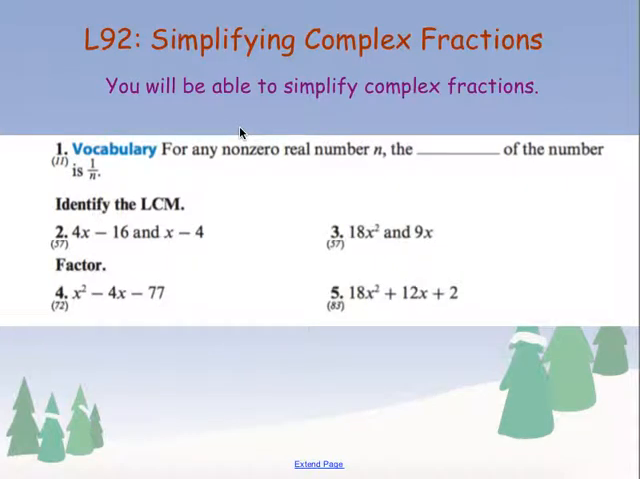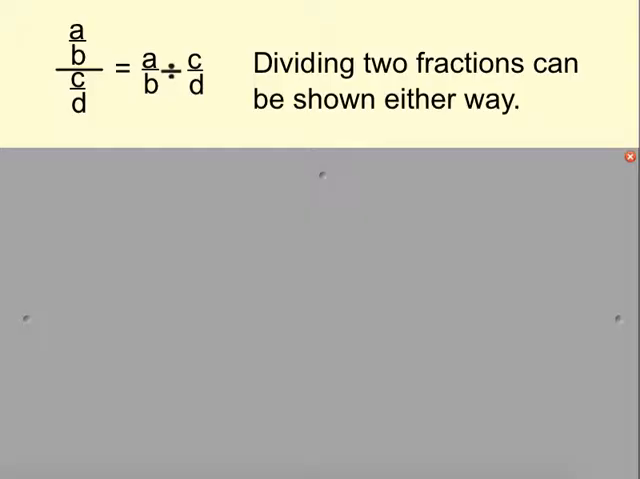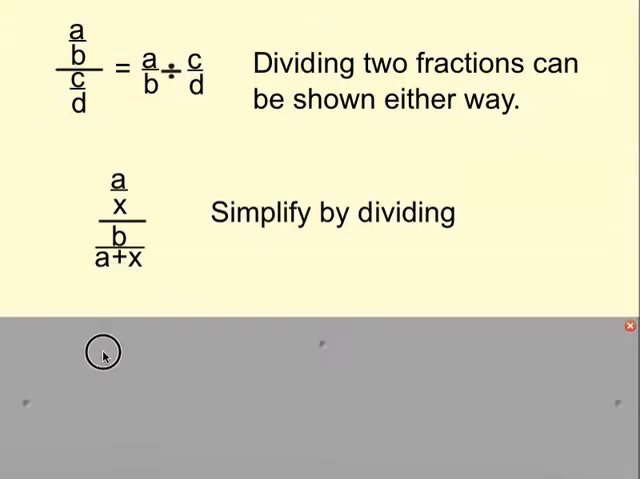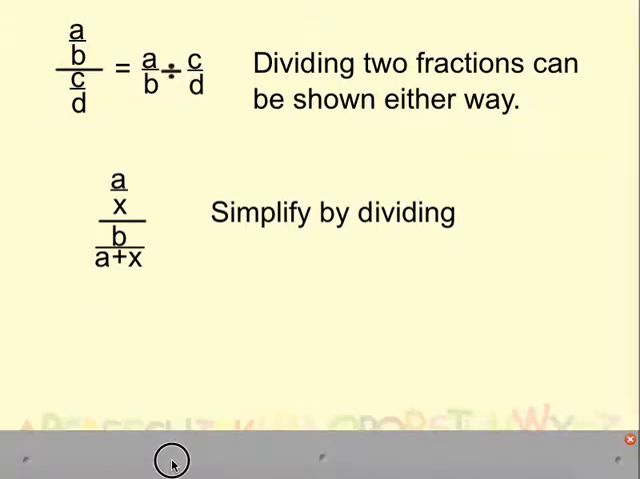Algebra 1, Lesson 92. We are looking at simplifying complex fractions, especially being able to divide two different fractions. So normally when we divide things, we see it kind of like this: A over B divided by C over D, with that division symbol. Now we're going to be seeing them with the division bar to separate two different fractions. We haven't seen that all that much. So let's try it with this first one.